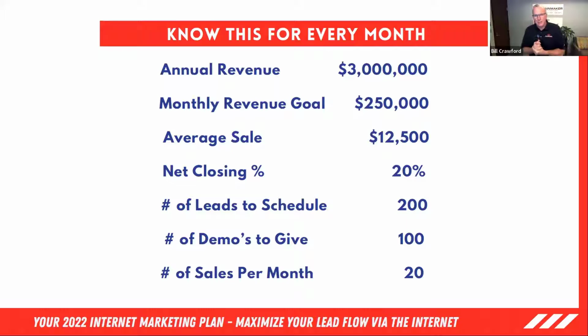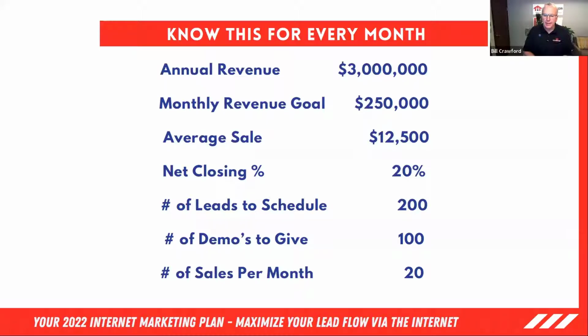All right, here are the assumptions. You have to make a couple of assumptions when you create this. One is, what is your average sale? In this model, I'm using 12,500. For you, it's more, it's less, I don't know. We have clients whose average sale is 20,000. We have clients whose average sale is like 6,000. It's all over the place. I picked 12,500 arbitrarily. Net closing percentage, I picked 20. I think it's low, but let's go with 20 for the model.